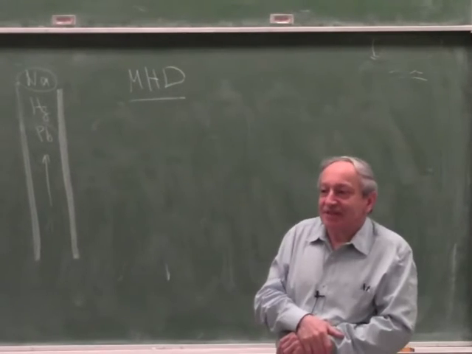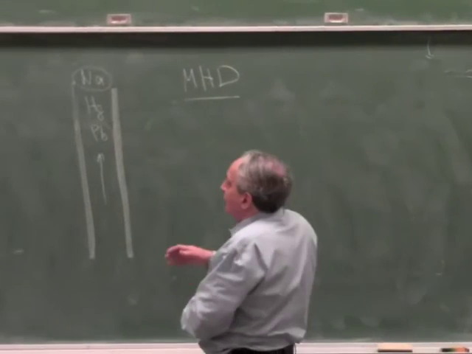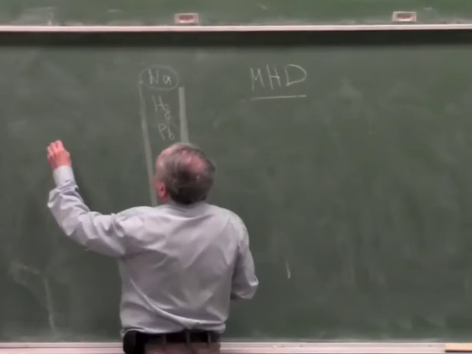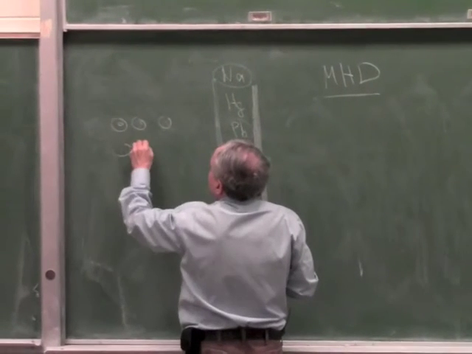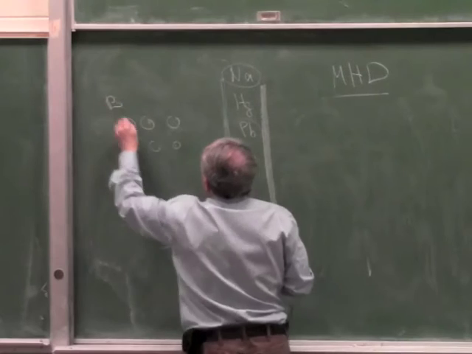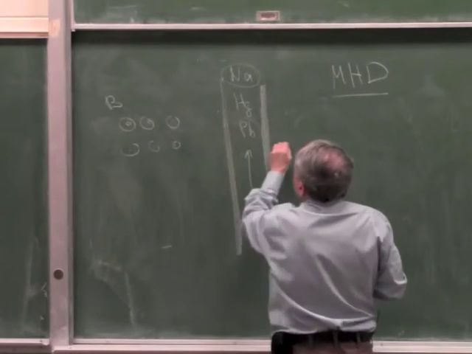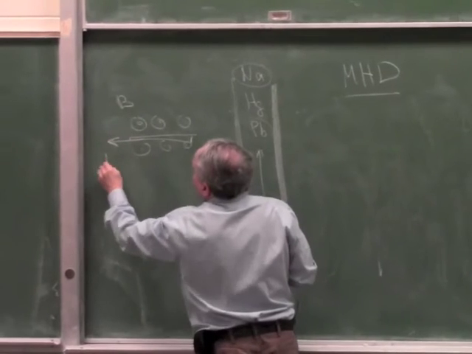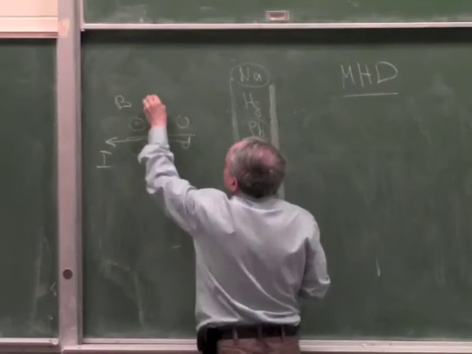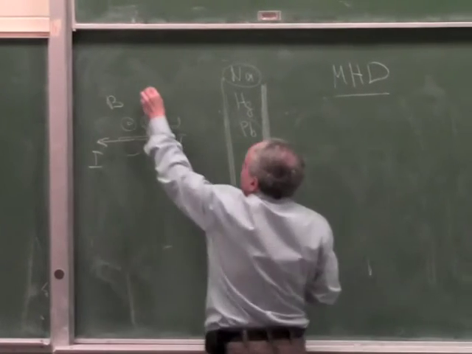Okay, so the answer is this. If you have a conductor in a magnetic field, if you have a magnetic field B coming out of the board, and you put a conductor here and you put a current I in the conductor, then you will get some force BLI.